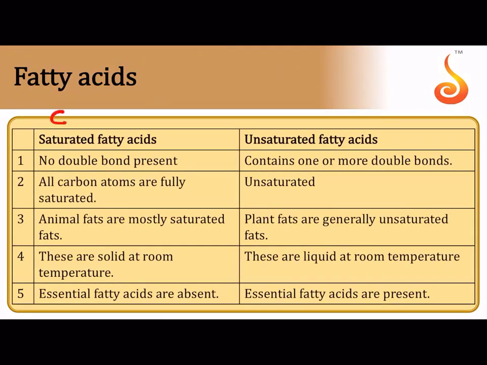I told you if there are carbon to carbon single bonds, then we call it as what? Saturated fatty acid. If there are double or triple bonds between the carbon atoms, then we call it unsaturated fatty acids. Correct? So now let us see the basic difference between saturated and unsaturated. In saturated there is no double bond. In unsaturated there is one or more double bond. All the carbons are fully saturated in one, unsaturated in the other. Most of the animal fats are saturated, whereas plant fats, we call these oils.